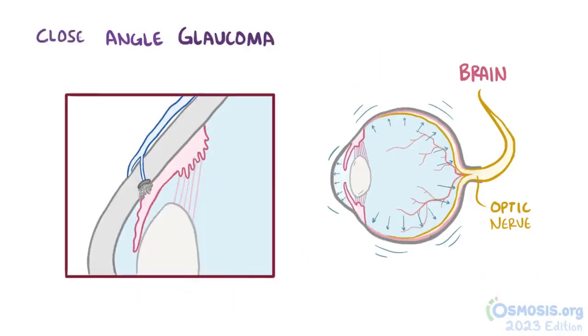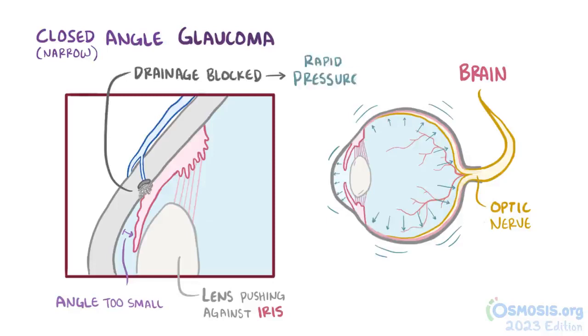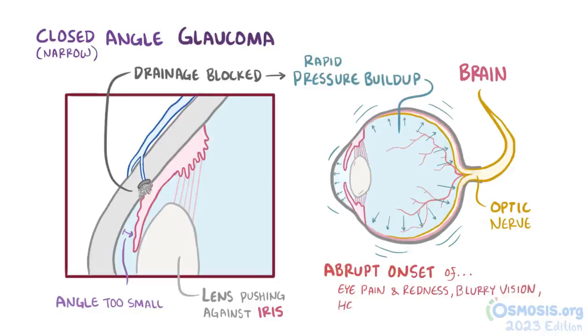Another type of glaucoma is closed-angle glaucoma, also known as angle closure glaucoma or narrow-angle glaucoma. And this is due to the angle between the iris and the cornea being too small, meaning that the passageway for aqueous humor outflow is too narrow, and this is as a result of the lens being pushed against the iris. The result of this is that the drainage system gets blocked again, but this time causes a rapid buildup of pressure within the eye, which can cause abrupt onset of severe eye pain, eye redness, blurry vision, headaches, nausea, and visual halos.